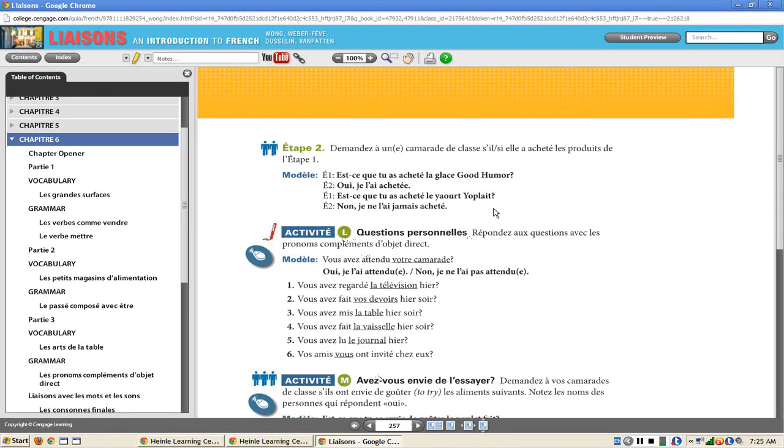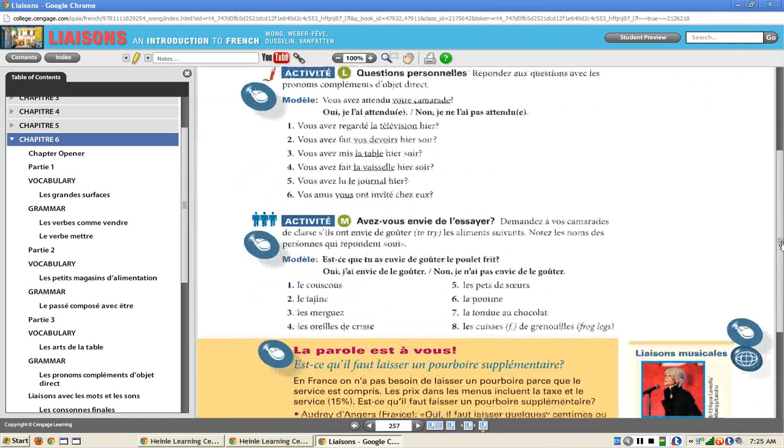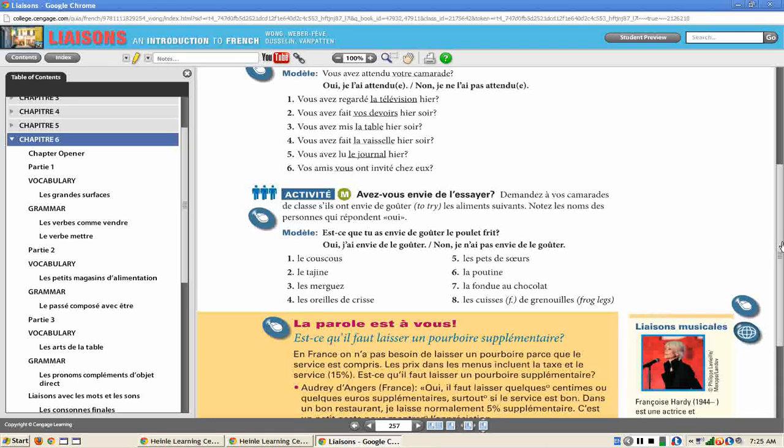So you have sentences. Question personnelle. Avez-vous envie de l'essayer? Do you feel like trying it? Est-ce que tu as envie de goûter le poulet frit? J'ai envie de le goûter. Non, je n'ai pas envie de le goûter. Now here you don't have the contraction like you usually would, like du. Here they're two separate entities. J'ai envie de le goûter.